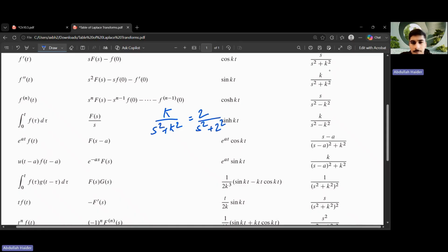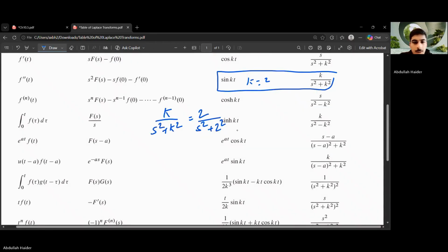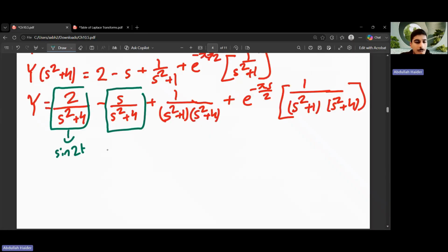So k is 2, so the inverse Laplace would be sine 2t. Now the inverse Laplace of s over s squared plus 4. That means 4 is 2 squared. So this will be s over s squared plus k squared. So k is 2, which means cosine 2t. So we'll write minus cosine 2t.